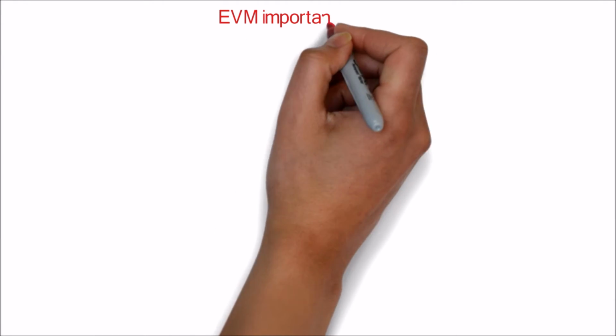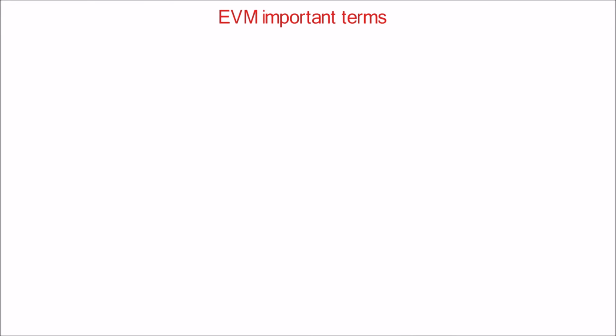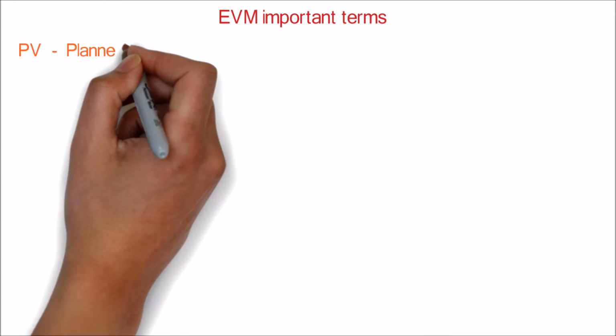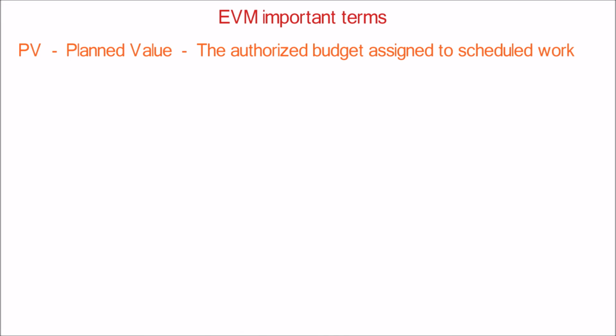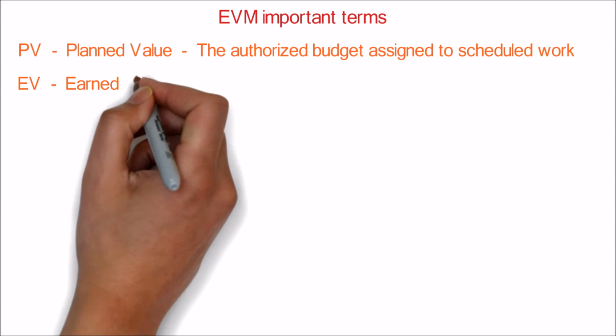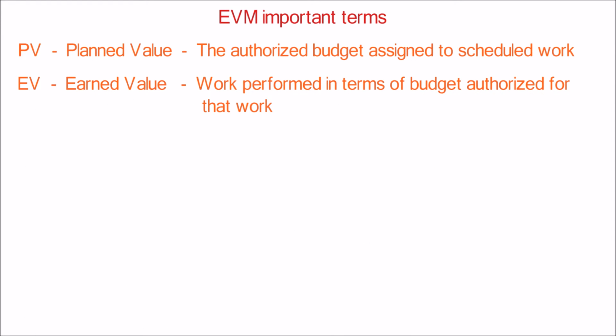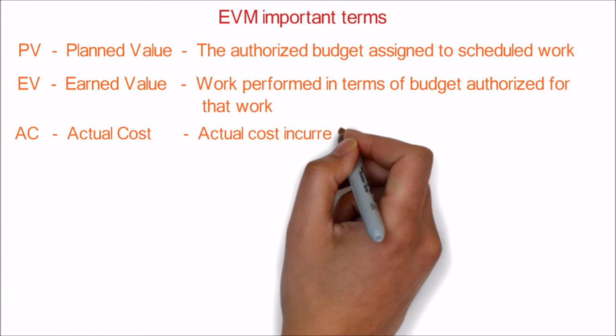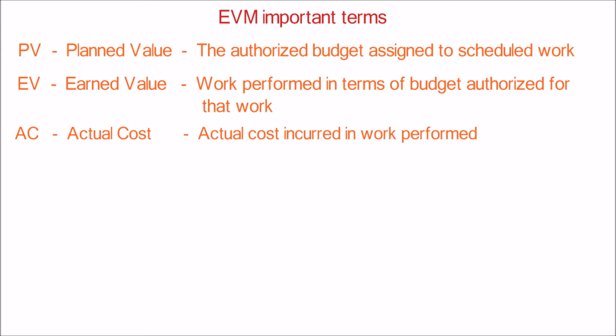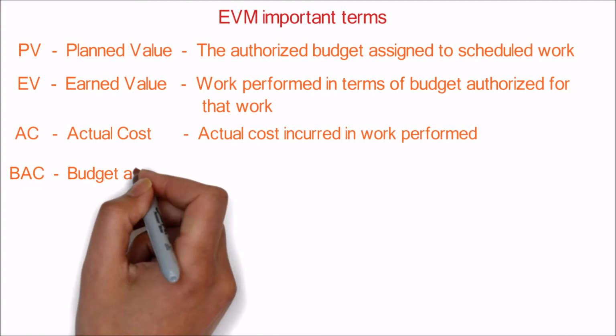Let's look into some important terms in earned value management with respect to the project cost. First one is planned value, denoted as PV, which is the authorized budget assigned to scheduled work. Next is earned value, denoted as EV, which is the work performed in terms of budget authorized for that work. Actual cost is denoted as AC and is the actual cost incurred in work performed.